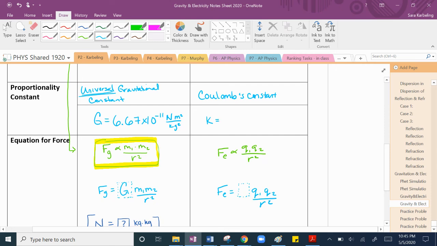Again, they found this experimentally, right? You know these two things are related. How are they related? What is the constant? It is 8.99 times 10 to the ninth.